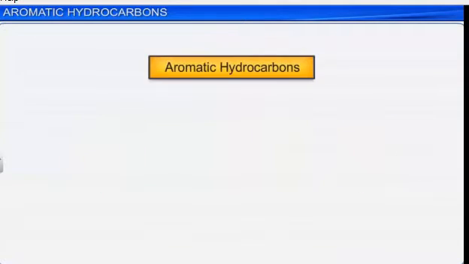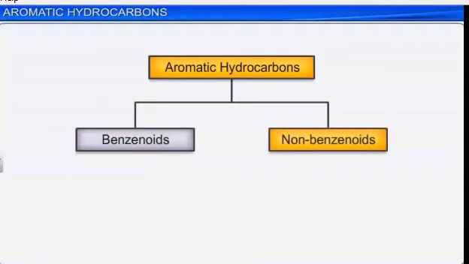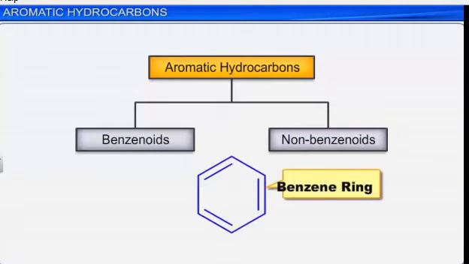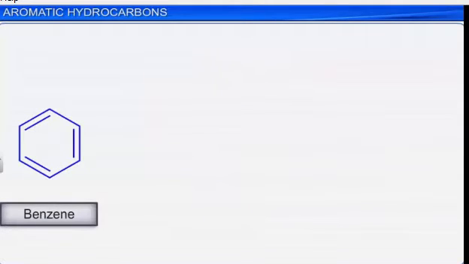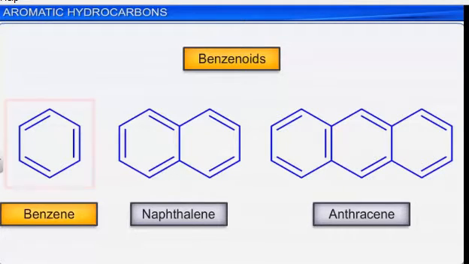Aromatic hydrocarbons can be further classified as benzenoids and non-benzenoids on the basis of the presence or absence of a benzene ring. Aromatic hydrocarbons containing isolated or one or more fused benzene rings are known as benzenoid aromatic hydrocarbons. Benzene is the parent compound in benzenoids.